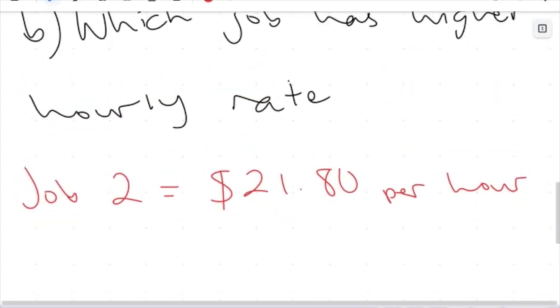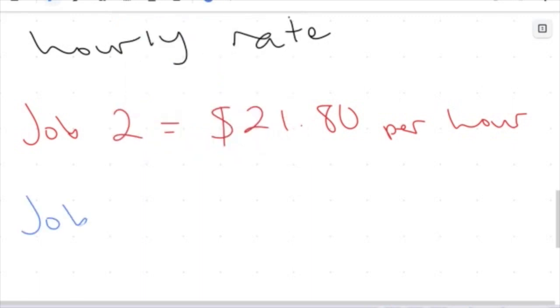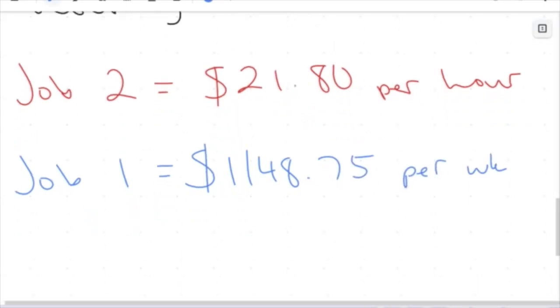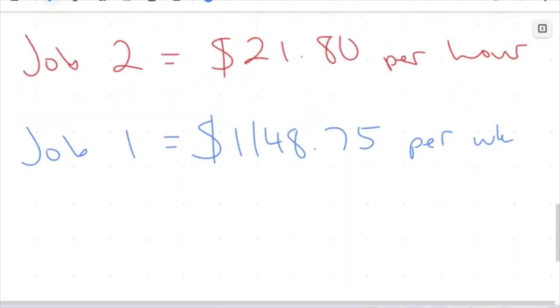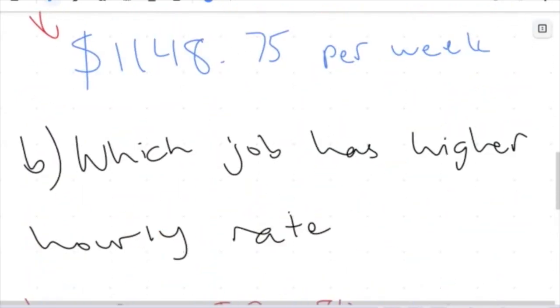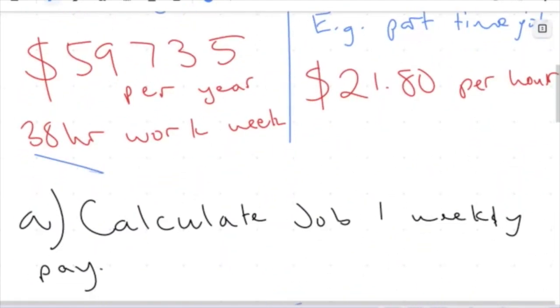Now, we figured out that job 1 pays $1,148.75 per week. But how many hours did we say that this first job would require you to work in a week? Well, it says here, a 38-hour work week.